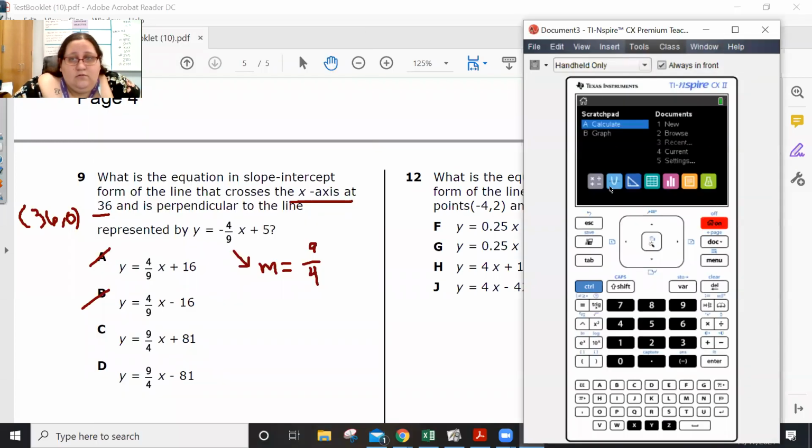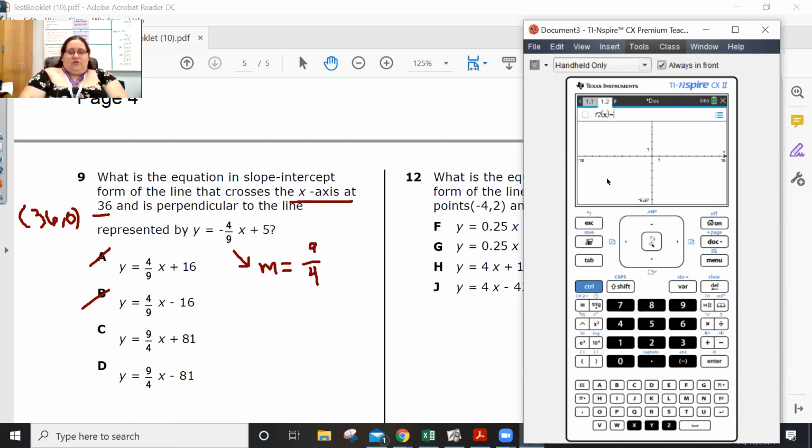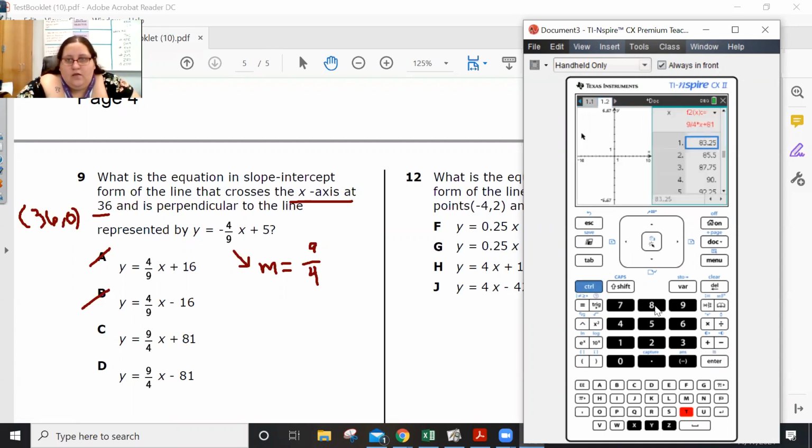So we go to a graph screen. We type in our first function, which is control divide, 9/4, actually not parentheses, I lied, x plus 81, press enter. You can't see it, don't worry about that. That's a really large y-intercept. Just push Control T. And now we're looking for when x is 36 and y is 0. Almost there. When x is 36, I get 162. So that one is incorrect.